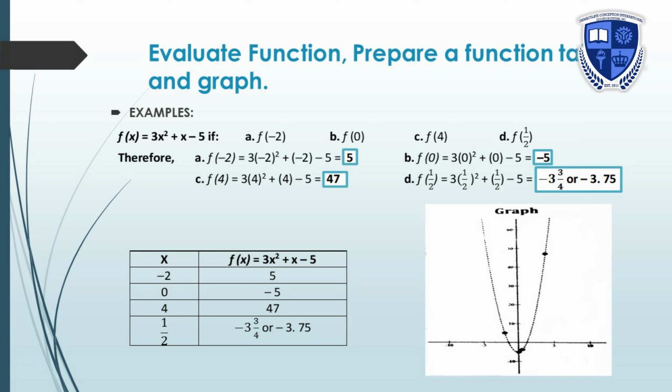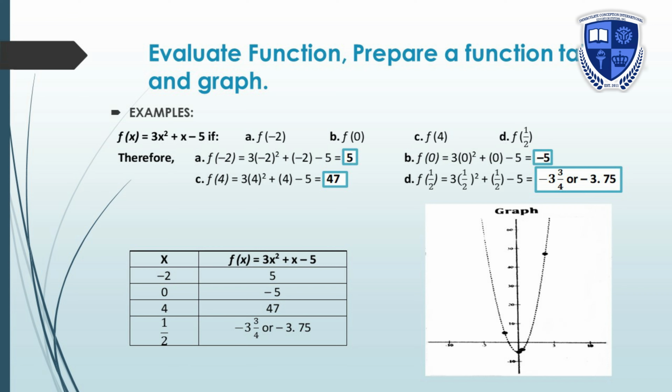Next, letter C, 3 times 4 squared plus 4 minus 5 is equal to 47. So, yung ating x, yun po yung positive 4, then yung sagot na 47, yun na po ay nasa table ng y. Then the last, 3 times 1/2 squared plus 1/2 minus 5 is equal to negative 3 3/4 or negative 3.75 if decimal po ang gusto nyo gamitin.